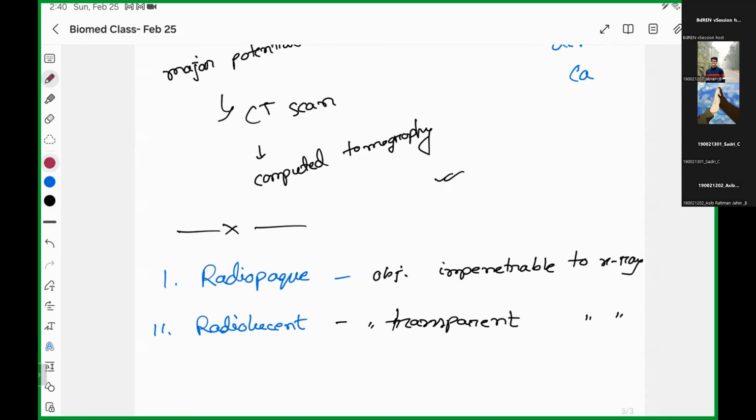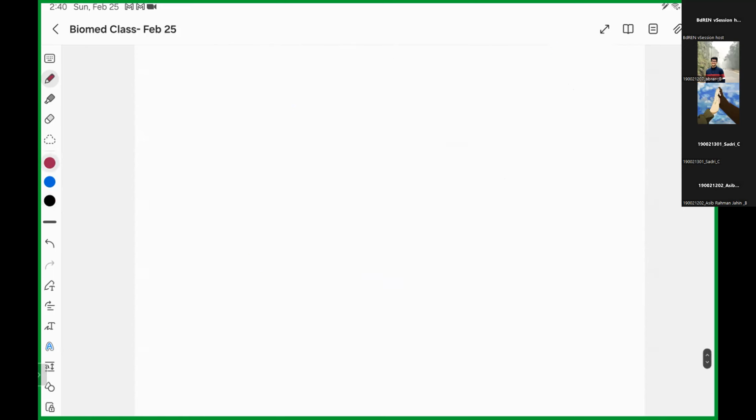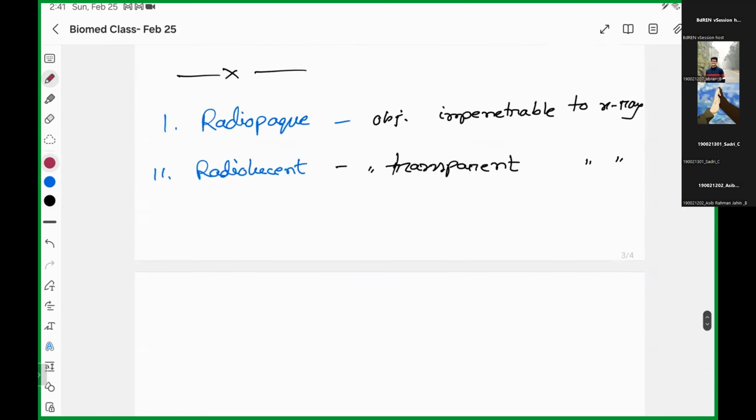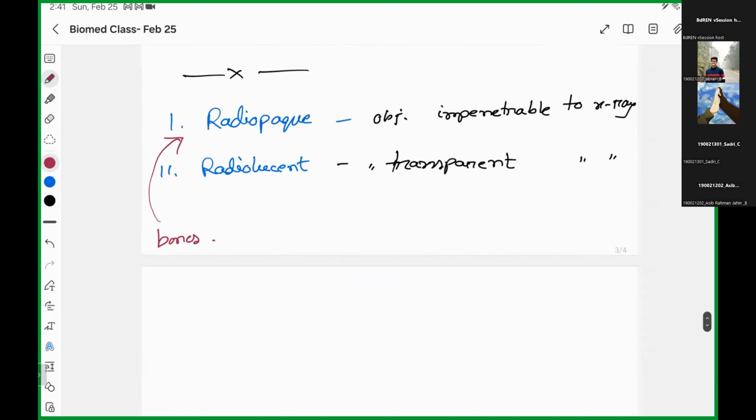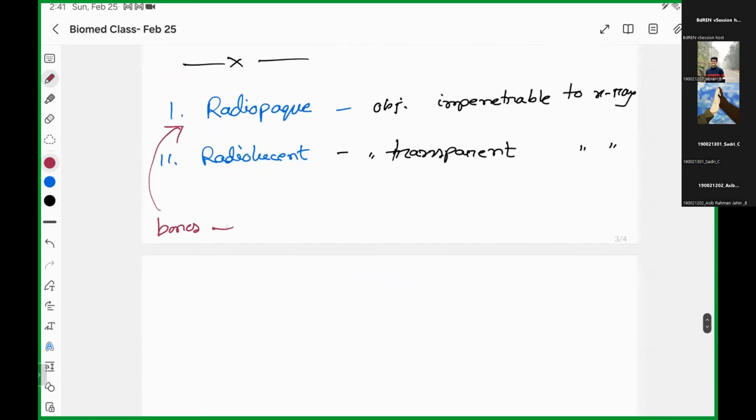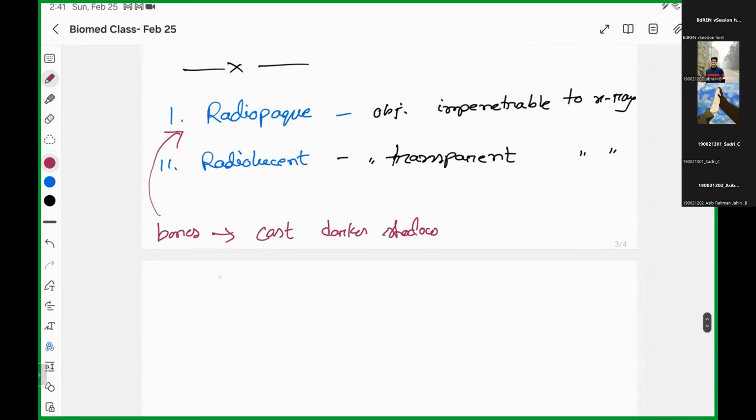So an object that is impenetrable to X-ray, that means X-ray cannot penetrate the object, is radiopaque. It's like our bones. X-ray cannot penetrate our bones because they are made up of dense material. So when you are passing the X-ray radiation through our bones, it will cast a darker shadow. Shadow means that's the visibility on the outside. Dark shadow means you will get low radiation exposure on the film. And this one will have high exposure.